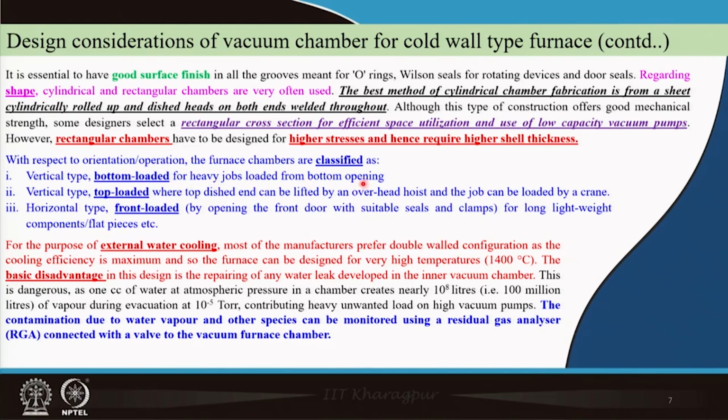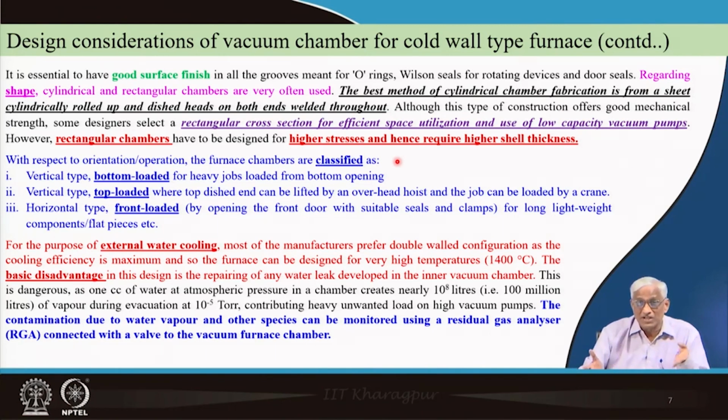From the top, if there is a hoist and the weights are reasonable, you can load it from the top. Front side is for quick loading, and if there are long pieces of light weight, then you have to use front loading. So, all these chambers and what type of O rings you have to use, and the fabrication from the sheet, how you roll it and weld it, you have to select depending on the furnace. Once you have selected, the stresses are also to be solved.